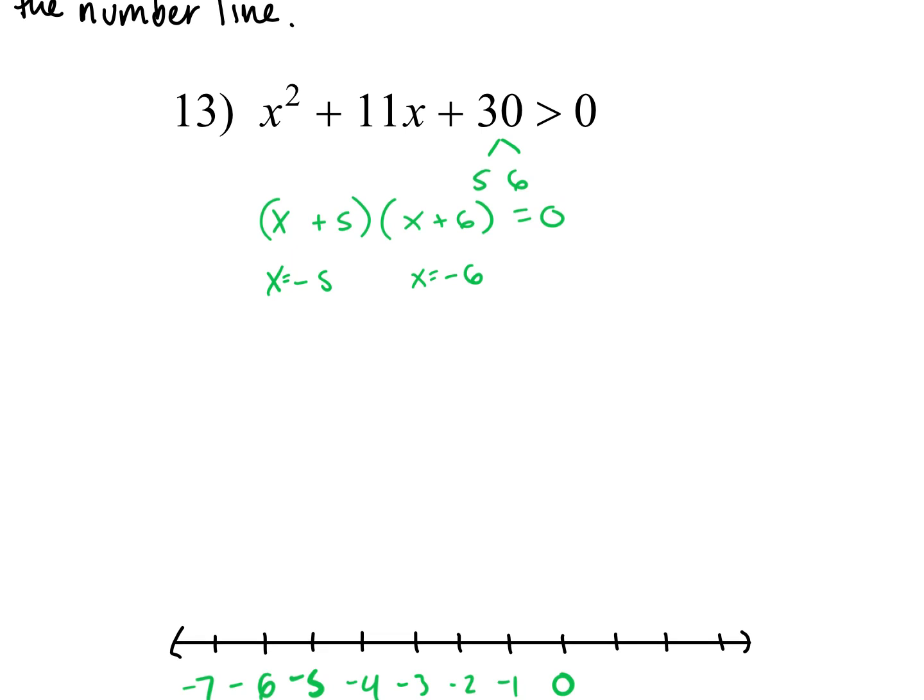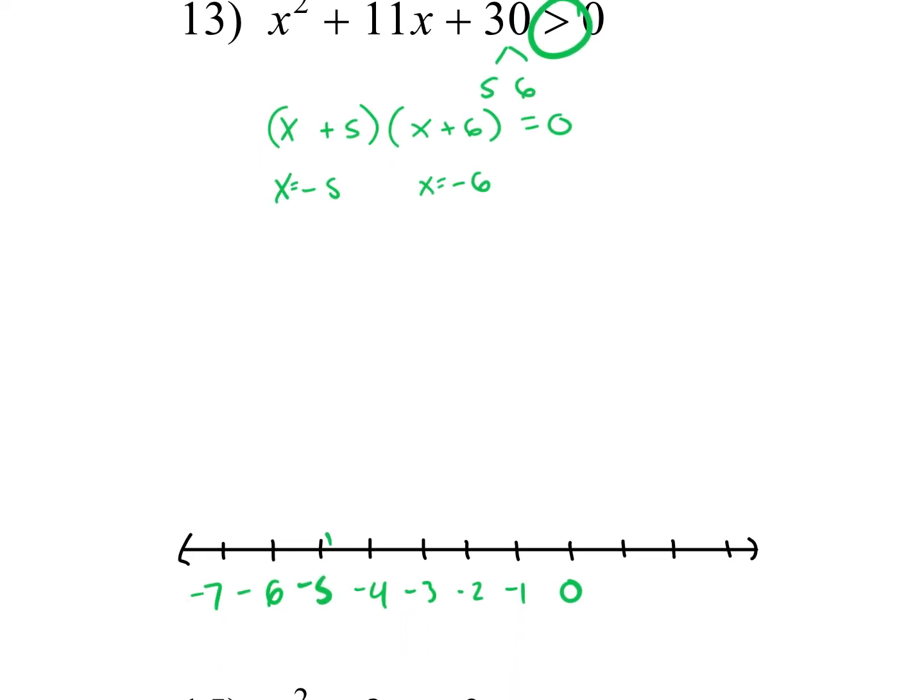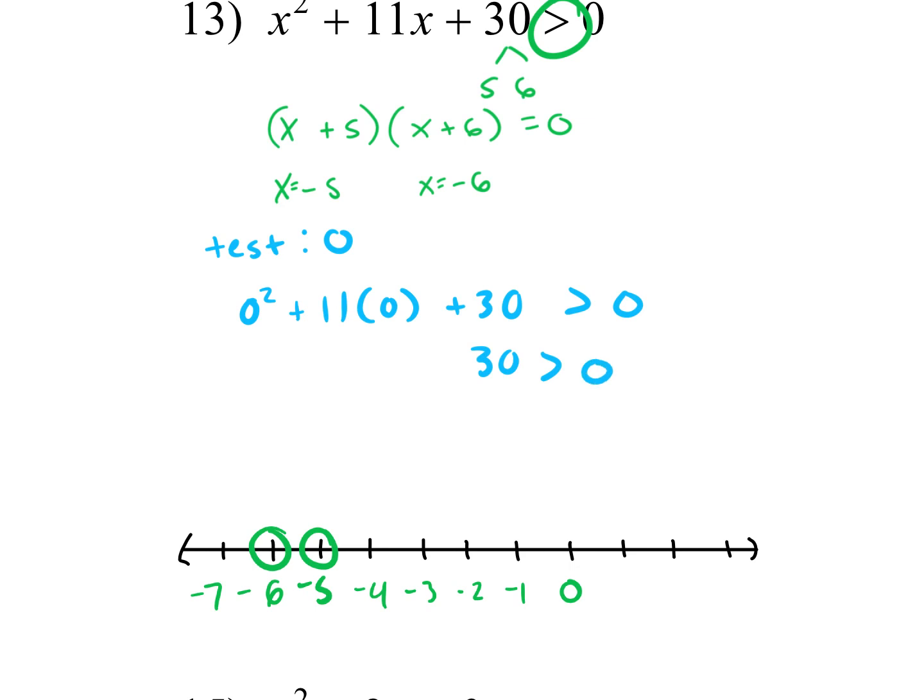Would I have an open or closed circle at negative 5 and negative 6? Open. So I put an open circle at negative 5 and negative 6. And then we're either going to shade in between or outside. How do I figure out where I'm going to shade? Test a point. What's a number I can test? Let's test 0. Let's test outside since inside we only have fractions. So we have 0 squared plus 11 times 0 plus 30 is greater than 0. So 30 is greater than 0. Is this true? Yes. So where am I going to shade? Outside. Since 0 is outside, we shade outside.